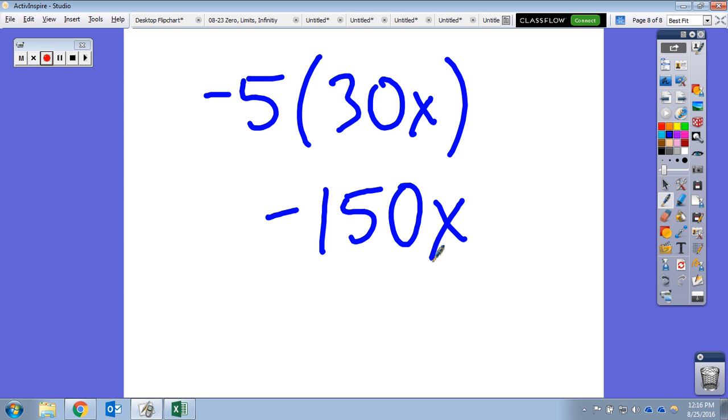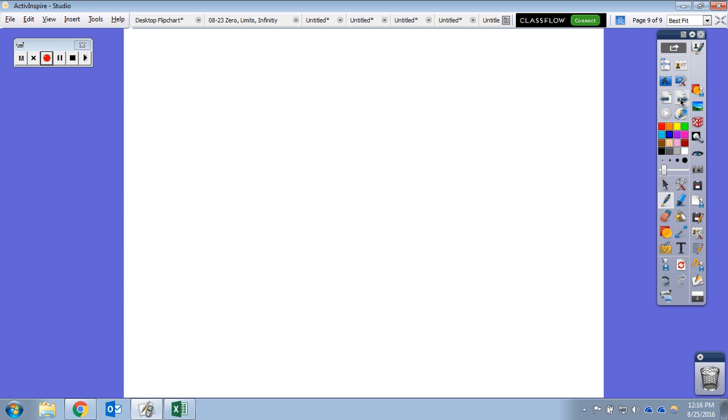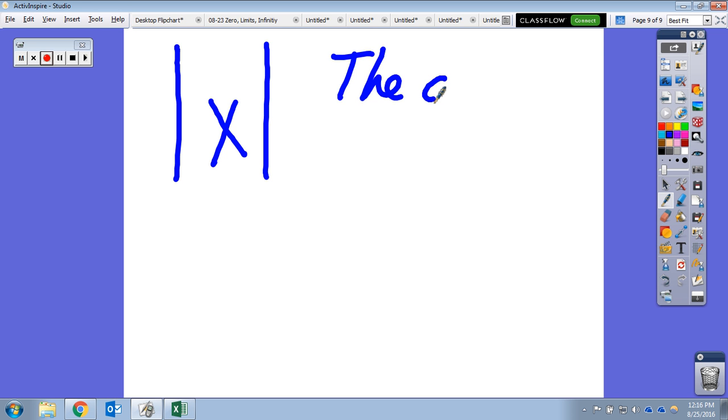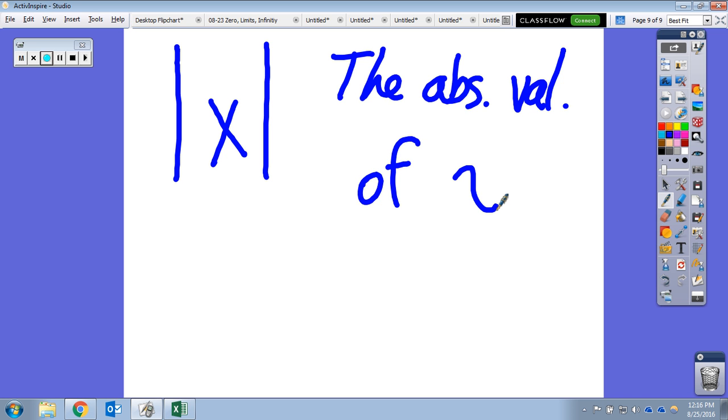Now there's a question about absolute value. Might as well just go ahead and touch on that. So absolute value bars, what they look like is this. This says the absolute value of x. Are you guys okay if I abbreviate absolute value? You know what that means in your notes, okay? So that's what this says.